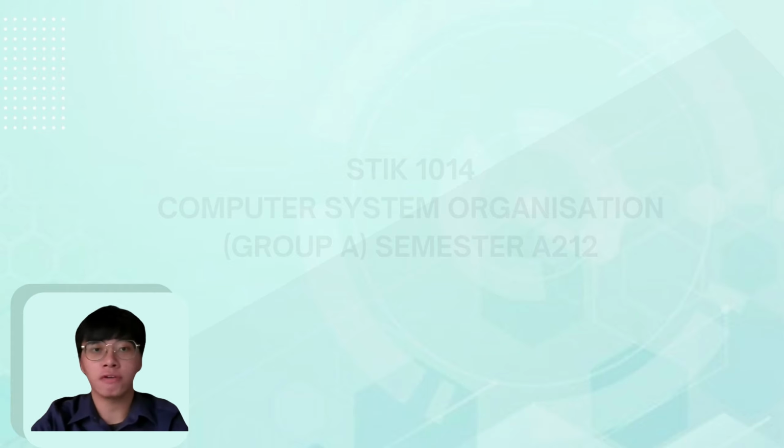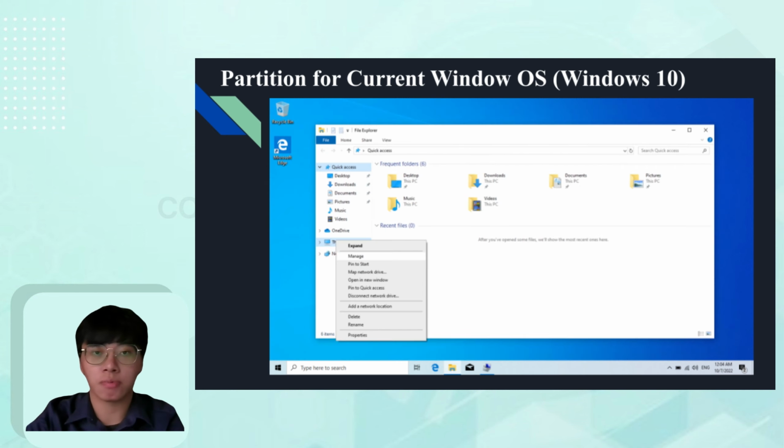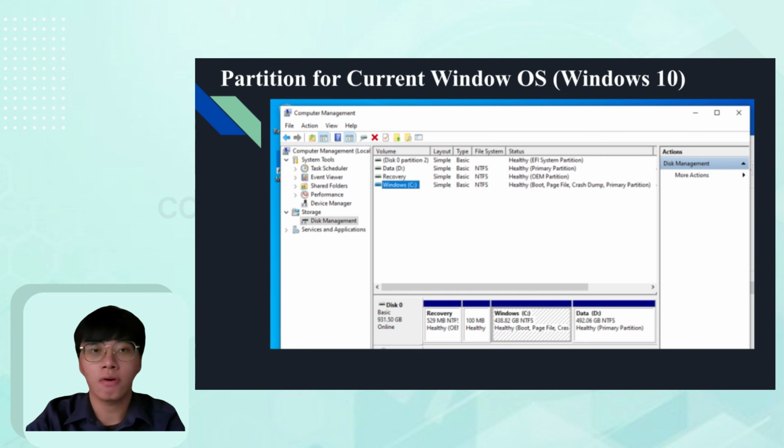So first is the partition for the current Windows OS, which is Windows 10. So first, we right-click on This PC and then open Properties to check the details. Then open File Explorer, right-click on This PC and open Manage. And then open Disk Management and view the partition for the current OS in Local Disk C.